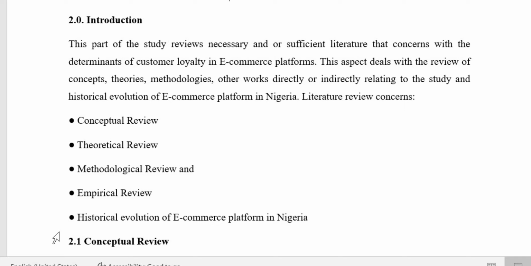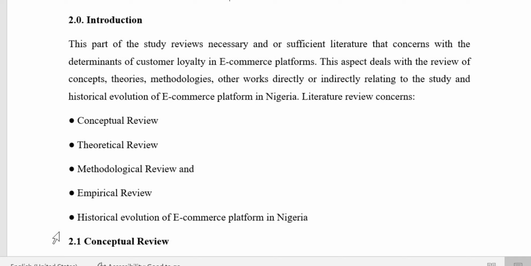Now, customer loyalty is a concept. So you need to explain your dependent variable concept. In this case, customer loyalty is my dependent variable. Then I need to explain it. I need to define it. That's what we mean by conceptual review. You explain the variables that are involved, like giving a definition, making reference to how other scholars have defined that particular concept. Customer loyalty, you give us the definition.